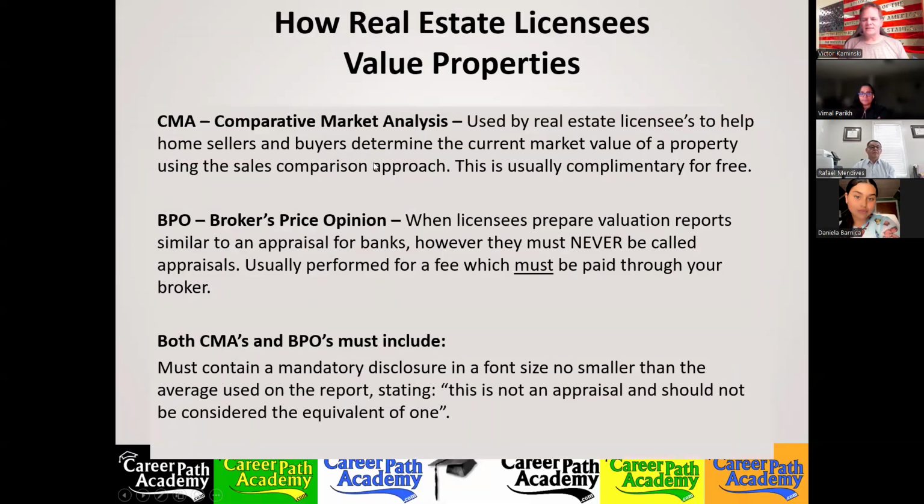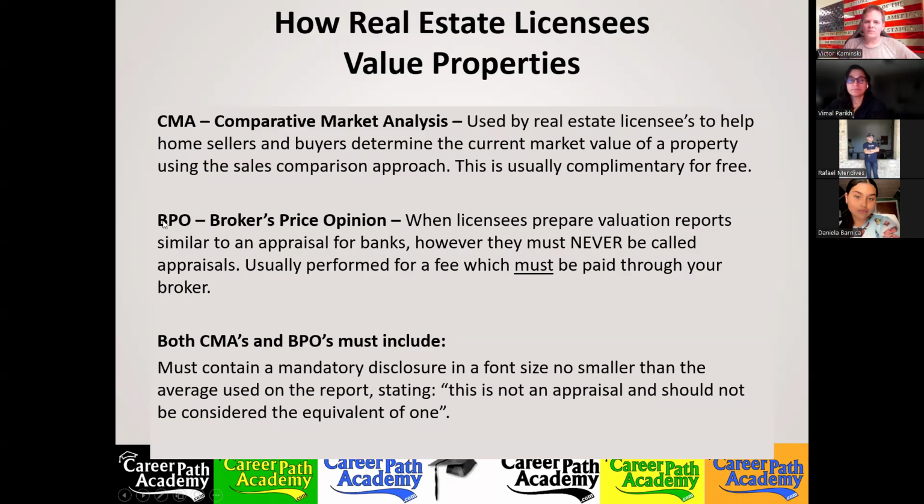We do a CMA. That's a comparative. You guys may want to snap a picture of this about CMAs and BPOs because it's not in the book. This is a slide I made explaining that we do CMAs as real estate licensees, and we could also do BPOs, and what a CMA and BPO is. A comparative market analysis is used by real estate licensees to help home sellers and buyers determine the current market value of the property using a sales comparison approach. This is usually complimentary, for free.